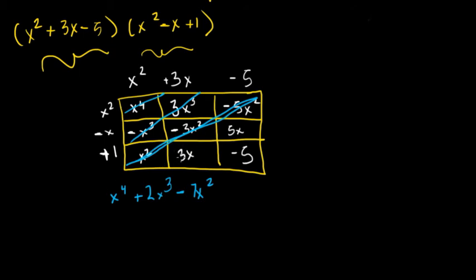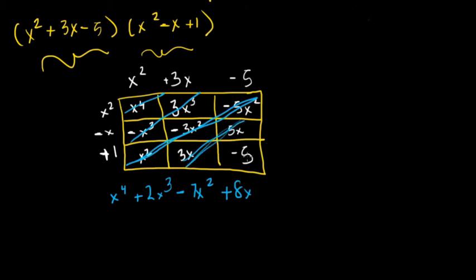Now let's look for our powers of 1. I have a 3x here and a 5x here. Since there's no sign that I didn't write, we're assuming that they're positive. So then we'll just combine these. We'll add 3x plus 5x, which will give us a plus 8x. Okay, and then I'm done with that row.